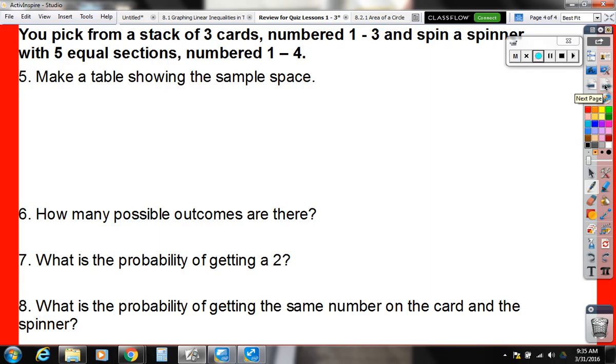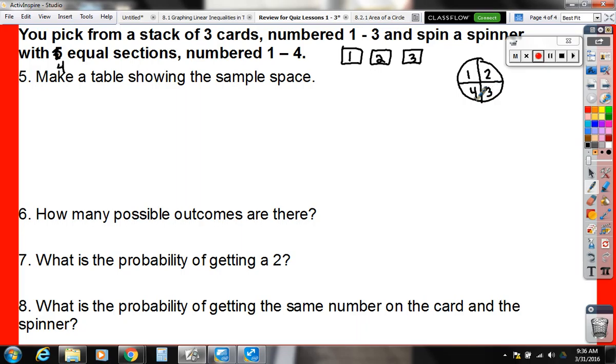You pick from a stack of 3 cards, numbered 1 through 3, and you spin a spinner with, oh my goodness, what did I write? With 5 equal sections. Let's just take that off. That should say 4 equal sections. I changed the problem and I forgot to change the other half. Numbered 1 through 4. Okay, so we have a stack of 3 cards. Let's just draw this up here. We have 3 cards, and the cards say 1, 2, 3. And then we also have a spinner. The spinner is divided into 4 sections, 1, 2, 3, and 4.